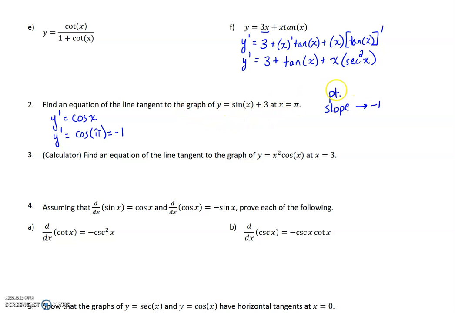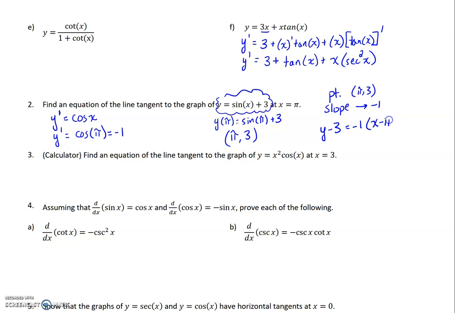Cosine of pi is -1, so that's our slope. And now we need to also get a point. So for the point, we go back to our original. We're looking for y of pi, which is the sine of pi plus 3. The sine of pi is just 0, so our point is pi comma 3. We have a slope of -1. We can write this very easily, whichever form you like. Point slope, slope intercept, I don't care. But definitely point slope is easier there.